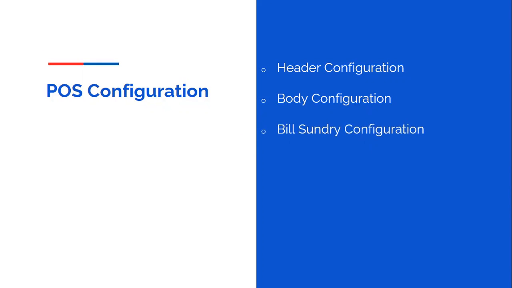Next is bill sundry configuration. In the bill sundry part, you can configure the required bill sundry for the transaction in the voucher series, and bill sundry will be picked automatically in the point of sale voucher.